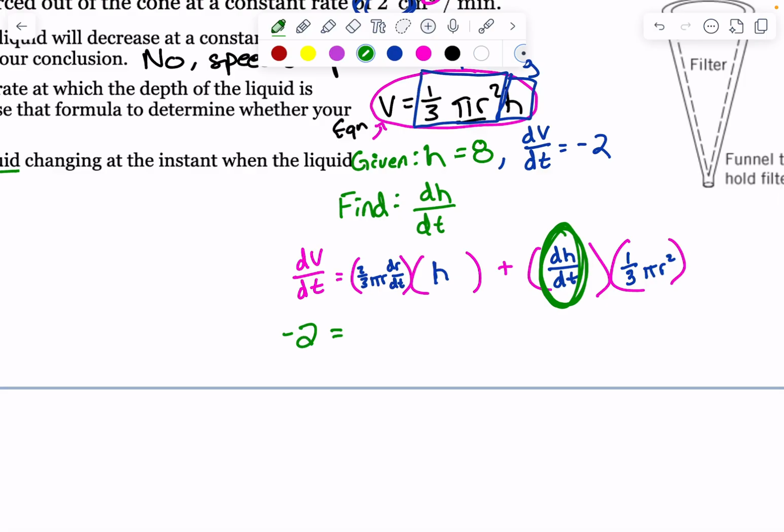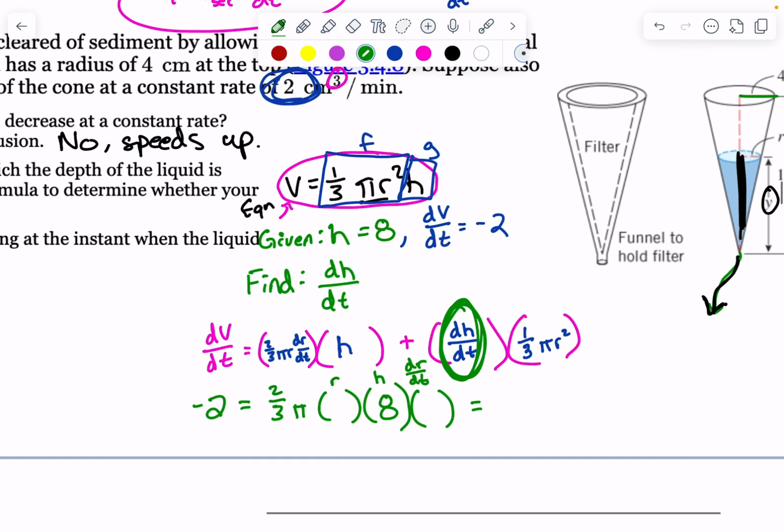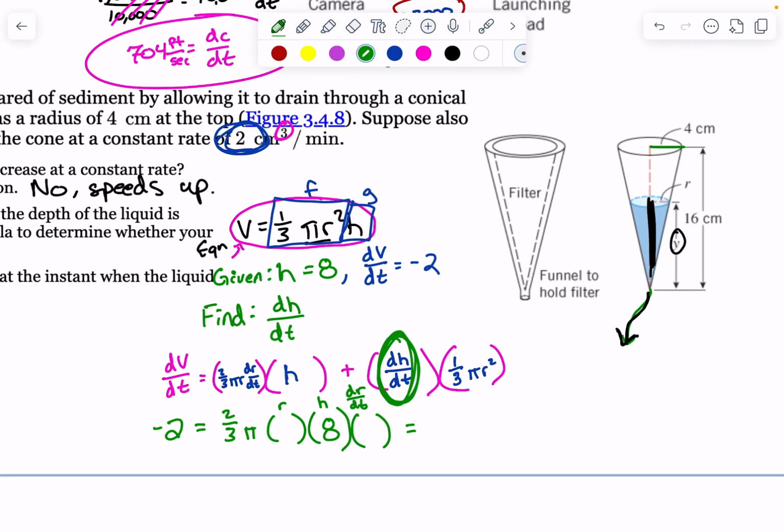So we've got 2/3 pi. We need something to put in for r. We need something to put in for h. h is 8. And we need something to put in for dr/dt. We do know h is 8. Is the radius 4? No, that's at the top. We don't know what the radius is.